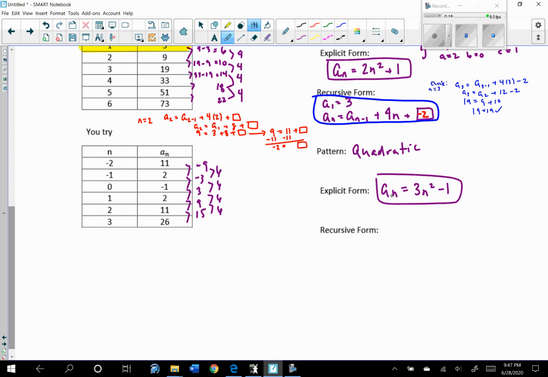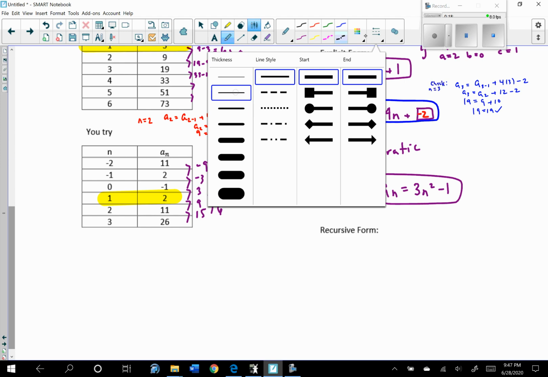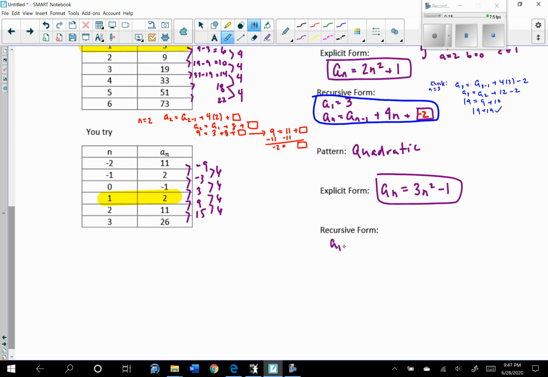For the recursive form, we know that our first term, we can't use negative subscripts, and I don't usually start with 0. You like to start with 1, so I'm going to go ahead and use this as my first term. So my first term is equal to 2, and my nth term is equal to my previous term, and my second difference was 6, so plus 6 times something plus something. So we need to find that something. So how do we find that something?